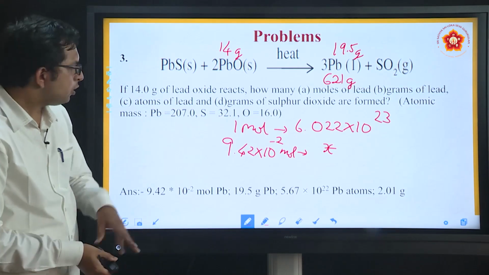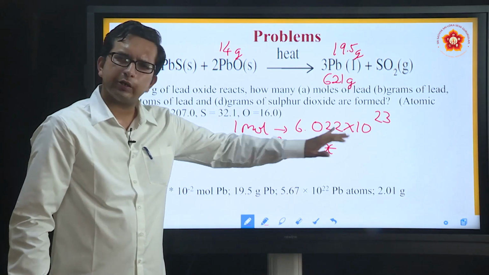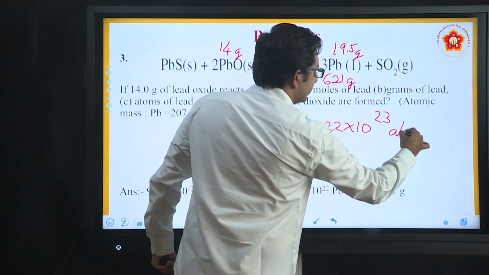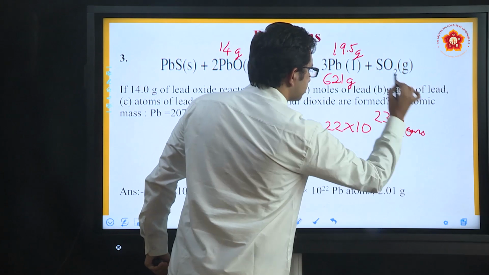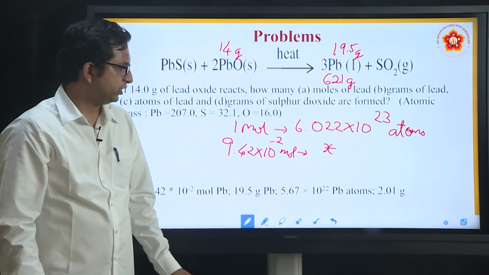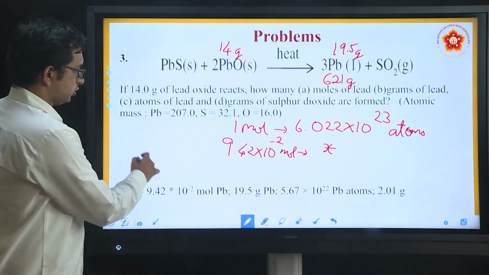Just to repeat this part, 1 mole is nothing but 6.022 into 10 raised to 23. This is well known to us, and because it is about lead, I can write it as number of atoms. What about this part then? Now, if it is 9.42 into 10 raised to minus 2, then x calculation is what we can take up.